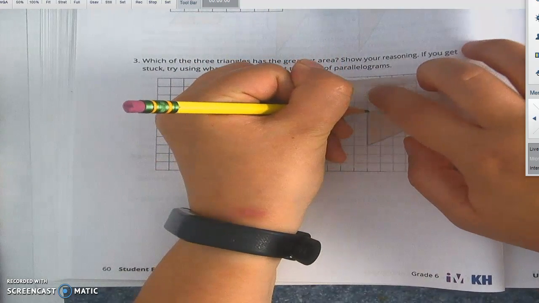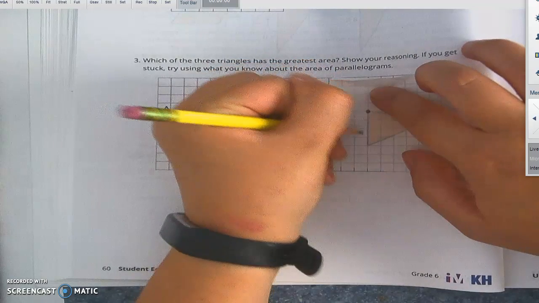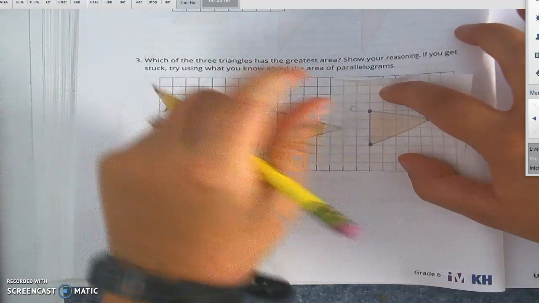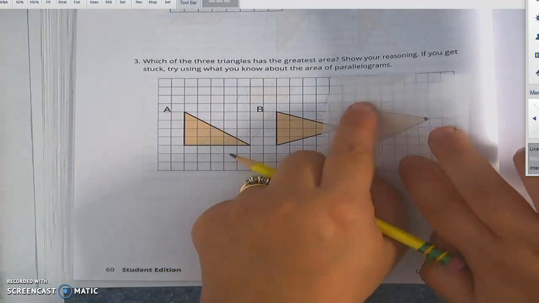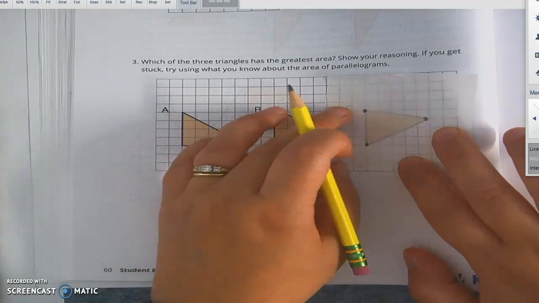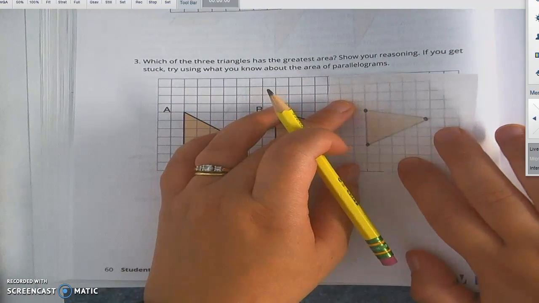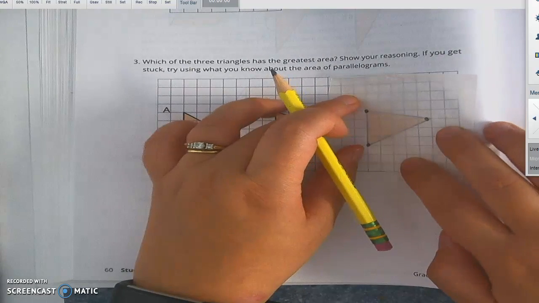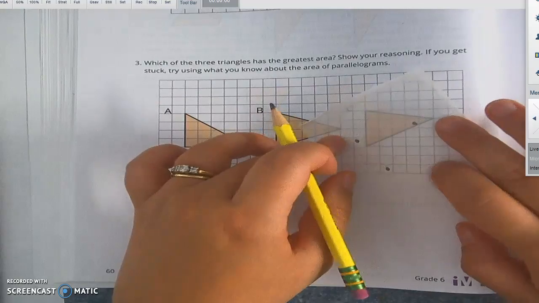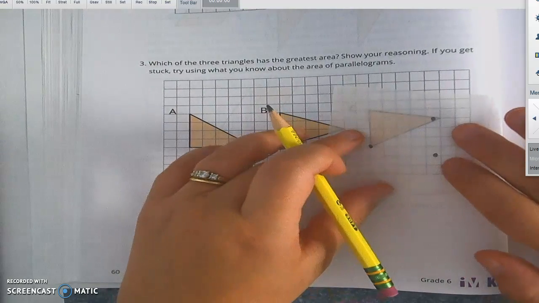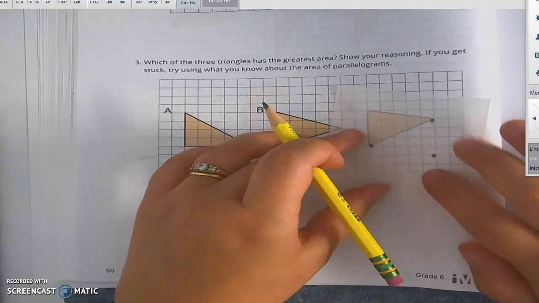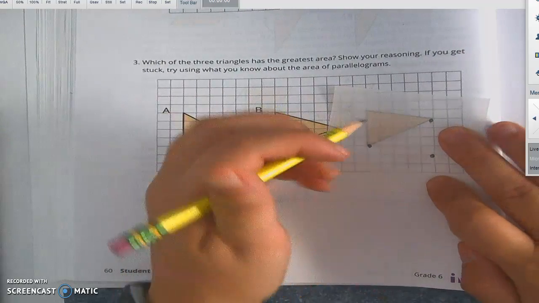So I could trace the whole thing, but I'm actually just going to put a dot where my 3 vertices are, where those 3 corners are. Okay, and then to make this into a parallelogram, I would need to flip this around and put it here. So a couple of options for how we can do that.